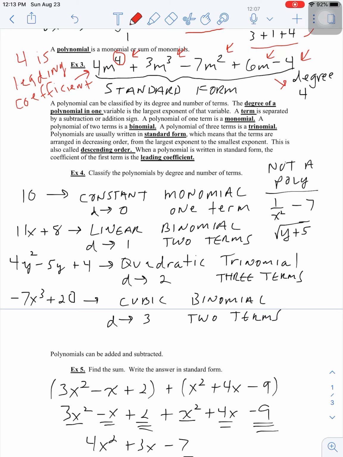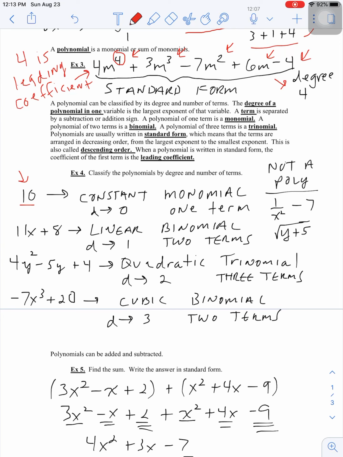All right, so example 4, we have classify the polynomials by degree and number of terms. So if we just simply look at number 10, okay, it has no variable. So the degree, since it has no variable, is going to be 0, and that's called a constant. And since there's only one term, it's a monomial. So 10 is a constant monomial.